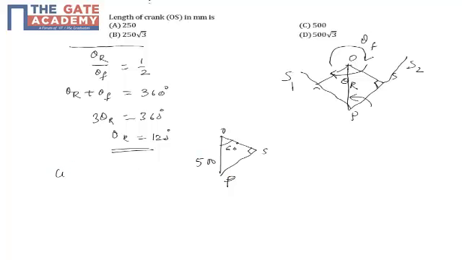Now in this right angle triangle, if we use trigonometry, cos 60 is adjacent side by hypotenuse, so I need the adjacent side OS by OP. Cos 60 is half, OS is something which I need to know. OP is given as 500 mm, so OS comes out to be 500 by 2, it's 250 mm. So 250 mm is the answer.